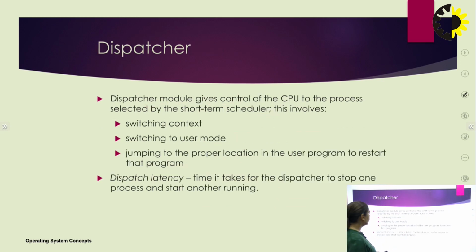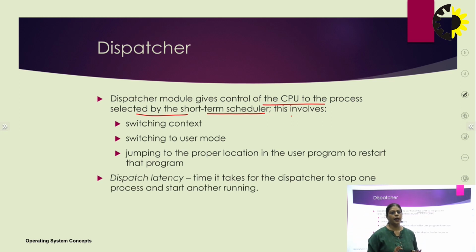What is the role of the dispatcher? The dispatcher module gives control of the CPU to the process selected by the short-term scheduler. From the jobs in the ready queue, one job is selected to which the CPU will be given. Now the dispatcher will take that job and give control of the CPU to that particular job, right? The steps involved in dispatching are switching context, switching to user mode, and jumping to the proper location in the user program to restart that program, right?